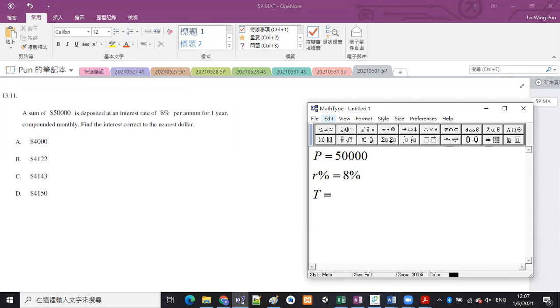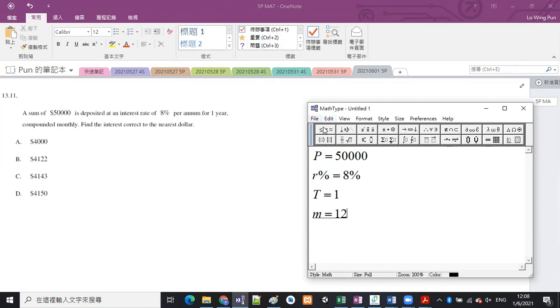What is T? T is the time, number of years. It's just 1 year. Can you see this? For 1 year. T is the number of years. T is time. Yes, that is here. Okay. And then what's M? 12. Yes, good. M is equal to 12.